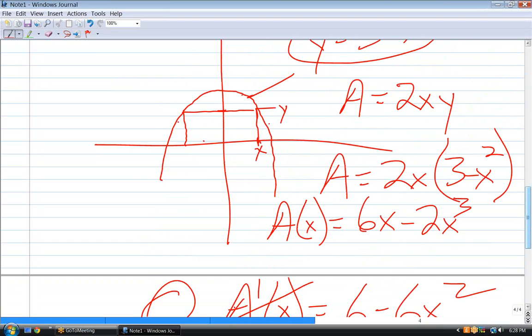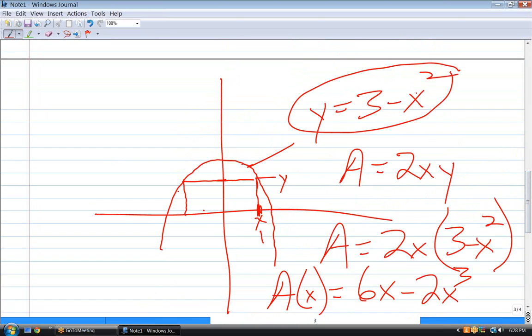So it would be at 1, and what is y when x is 1? y is 2. So that point is 2, that point's 1. That's the biggest rectangle you can fit under that curve.